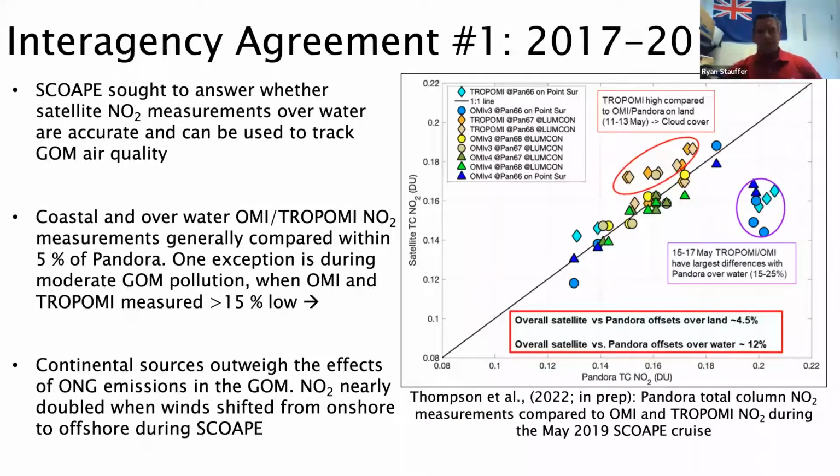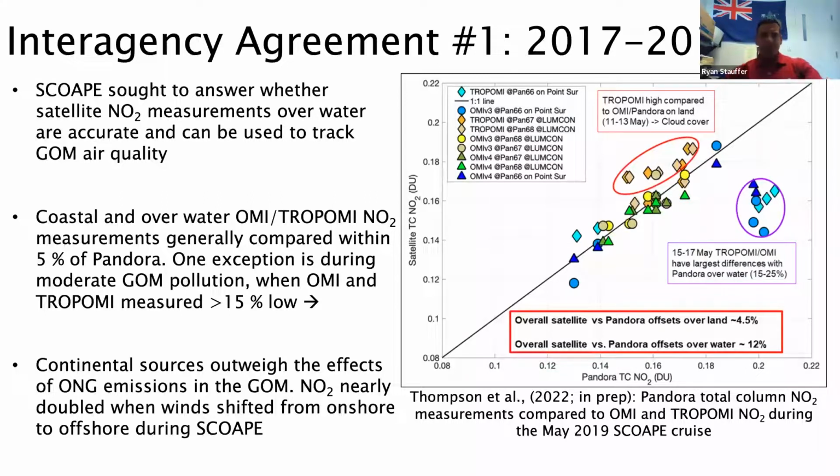So in general, this SCOPE cruise, as part of testing the feasibility of using satellite measurements to measure air quality over the Gulf of Mexico, we really wanted to evaluate the accuracy of those satellite NO2 measurements. And we did that with the Pandora spectrometer during the ship cruise, as well as along the coast. We had more Pandora instruments set up at the port that we left from in coastal Louisiana.